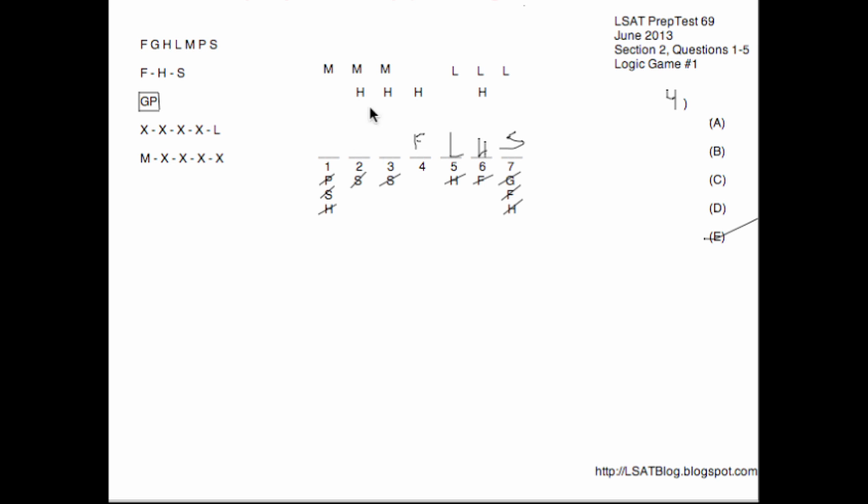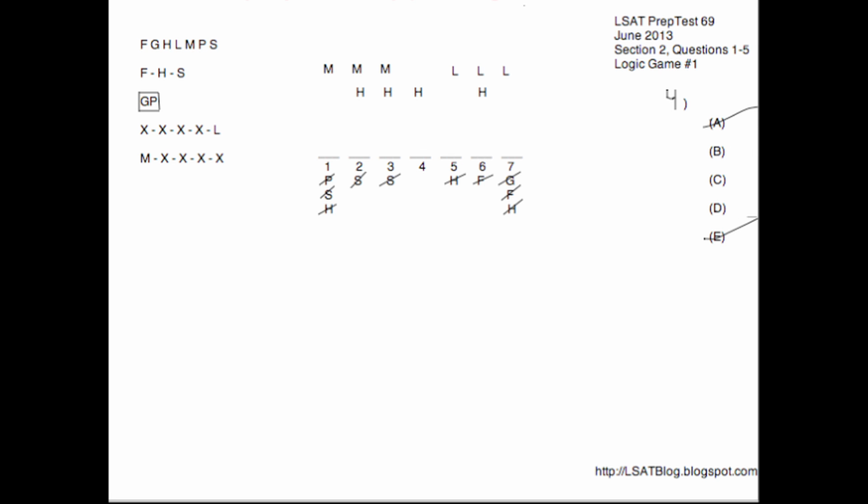Now we have M, G, and P to go in some combination in 1, 2, and 3. G, P have to touch, so they could be on 2, 3, or 1, 2. M goes in the remaining space. No matter what, we learn that F could be 4th, A.